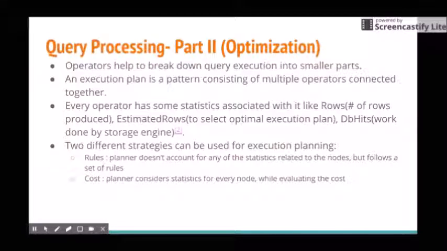There are two different strategies that can be used for execution planning. The first one is the rules strategy, in which the planner doesn't account for any of the statistics related to the nodes, but just follows a set of rules. The second is a cost-based strategy, in which the statistics for every node are considered by the planner while evaluating the cost for each execution plan. Hence, this approach ensures the least costly plan is selected. There is also an advanced version of query profiling for query optimization that can be used for manual query optimization.